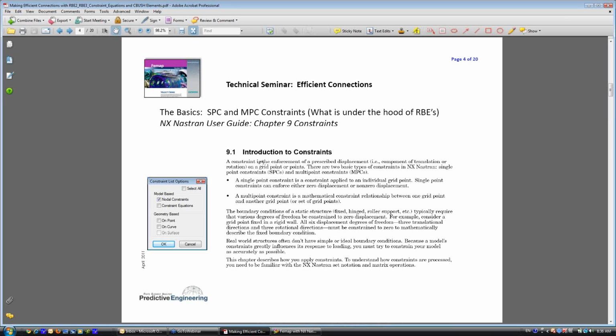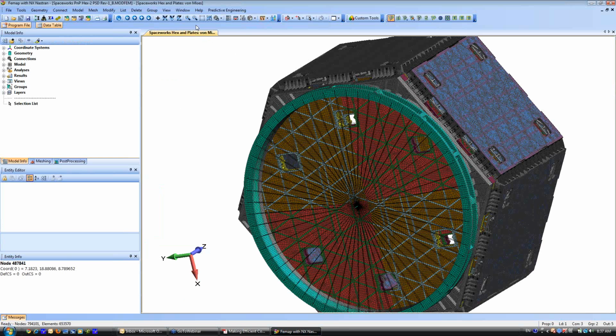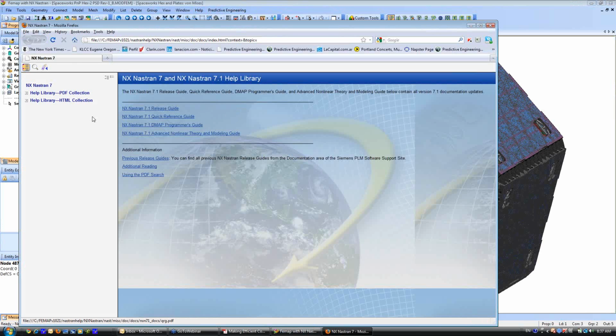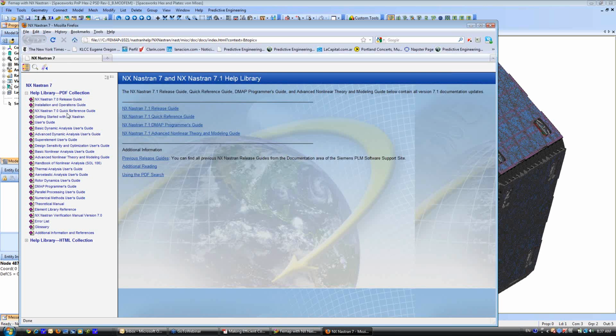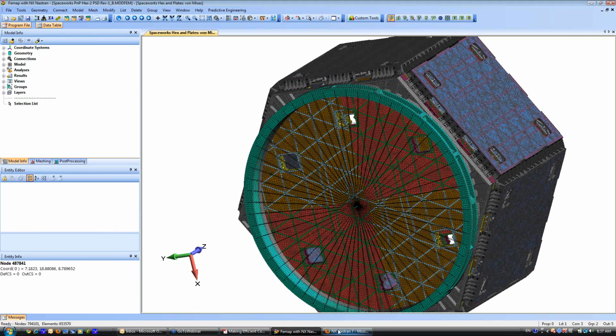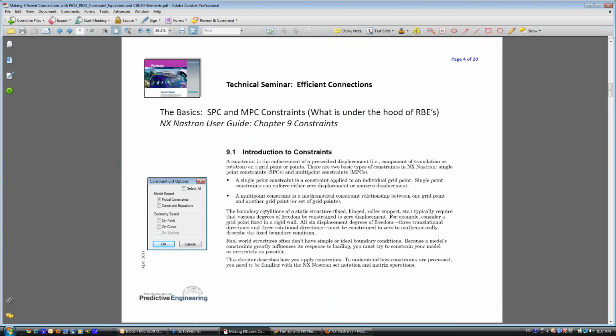People say, how do I dig into this stuff? How do I learn more? The NX Nastran literature is really quite good, and it comes with every FEMAP install. Help, NX Nastran, and I go to the PDF. It's dense reading. It's pretty thick, but it's really useful. It's very helpful to understand some of the foundations.